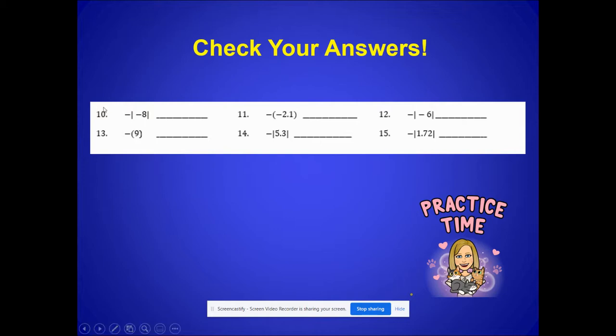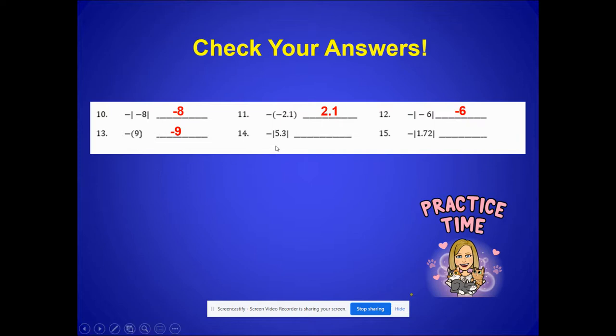Number 10. The opposite of the absolute value of -8 is going to be -8. Number 11. The opposite of -2.1 is a positive 2.1. Number 12. The opposite of the absolute value of -6 is -6. Number 13. The opposite of 9 is -9.